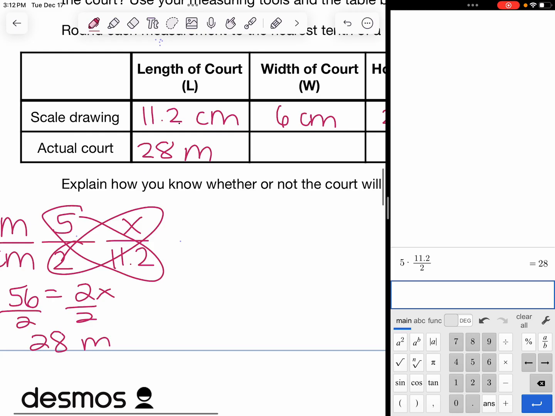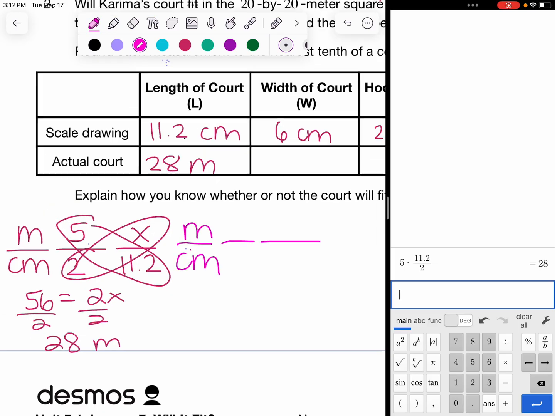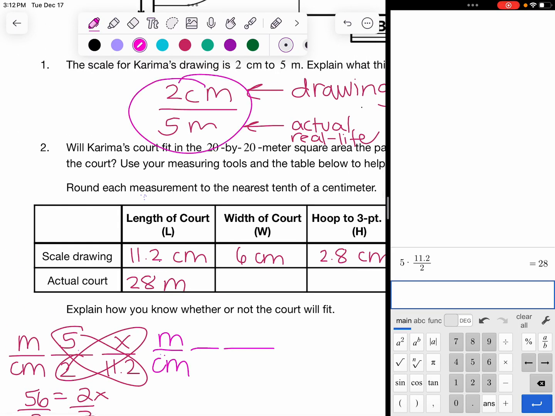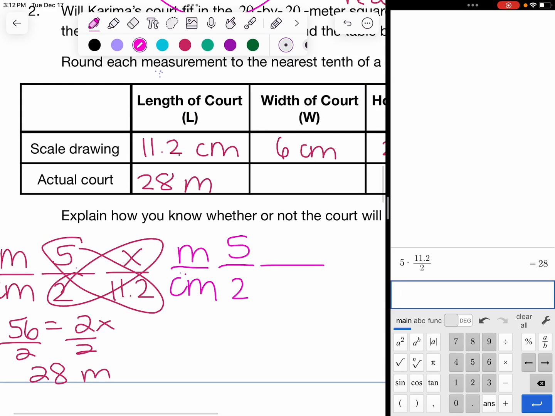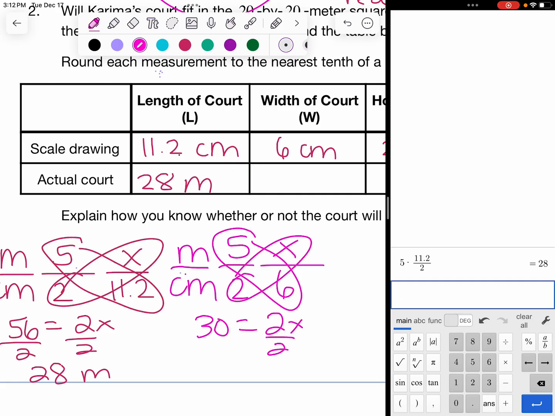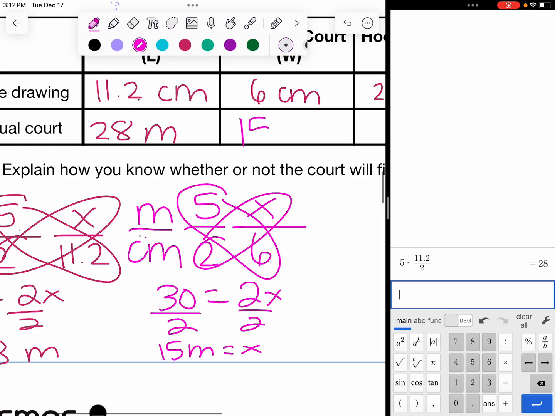Now we do the same thing with the width. We are again doing our butterfly, talking meters and centimeters. Our scale is still the same, 2 centimeters to 5 meters, and this time our width is 6 centimeters. 5 times 6 equals 30. 2 times x equals 2x. We divide by 2, divide by 2. x equals 15 meters. And that is the width of the actual court.